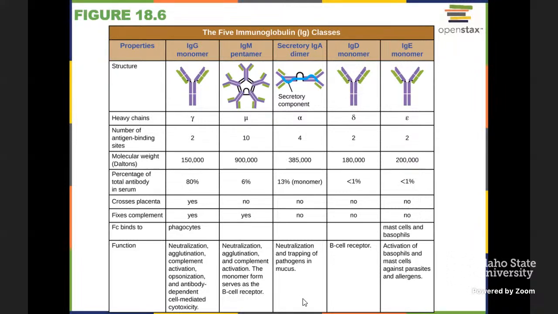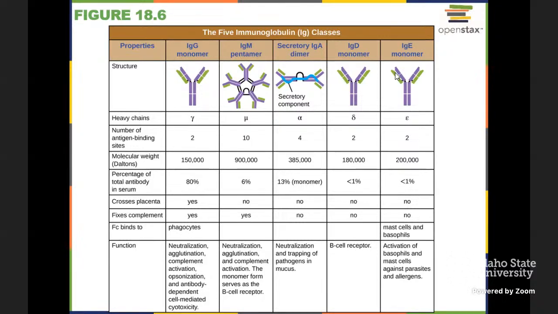Pentameric antibody. All right. So the IgA in the mucus secretions is super important for neutralization. It helps to trap pathogens, taking them out of commission and not giving them the opportunity to actually take hold. Obviously, it's not 100% effective, but it's there. All right. The D on the surface of B cells.